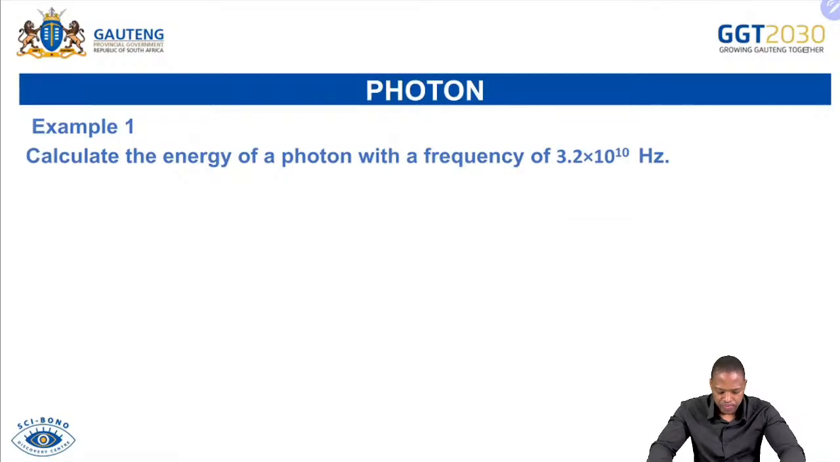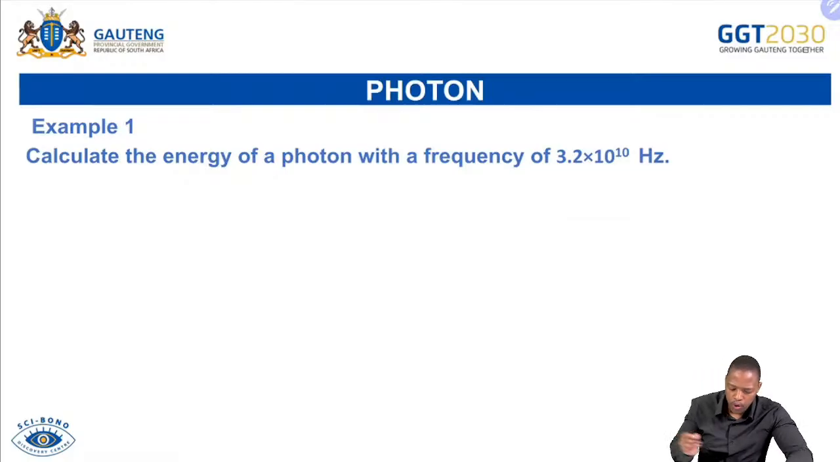Here's example 1. It says, calculate the energy of a photon with a frequency of 3.2 times 10 to the power 10 hertz. For this one, it's easy. We are given the frequency. So how are we going to calculate?